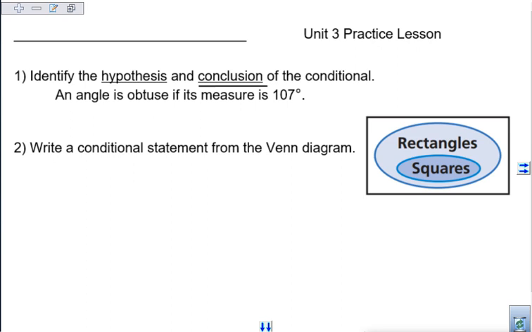Today we're reviewing Unit 3. So the first question: identify the hypothesis and conclusion of the conditional statement. An angle is obtuse if it measures 107 degrees. So remember that the hypothesis follows the word if all the time.